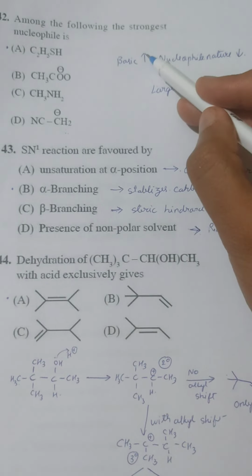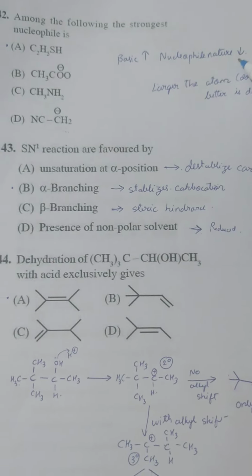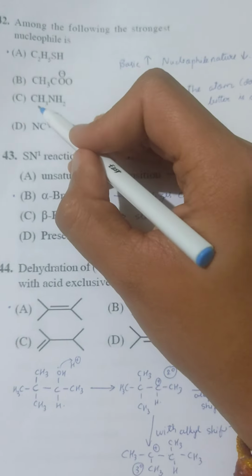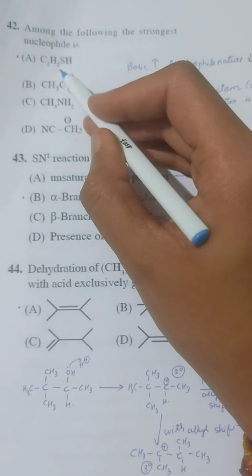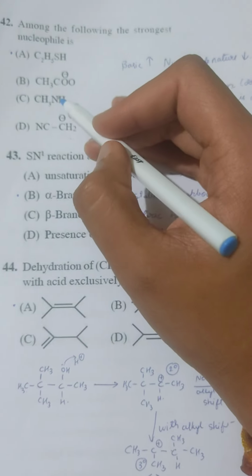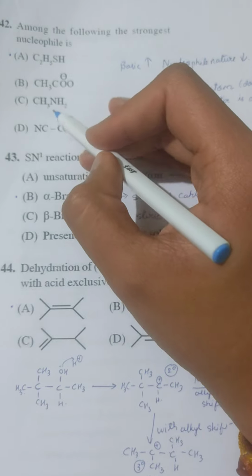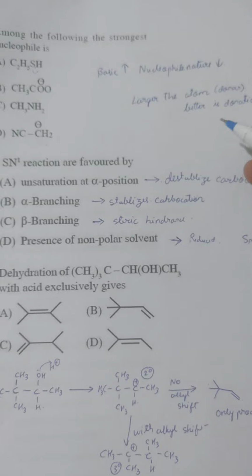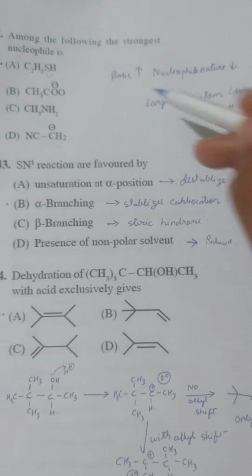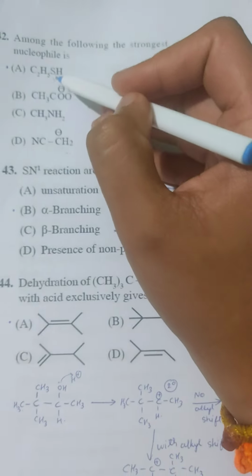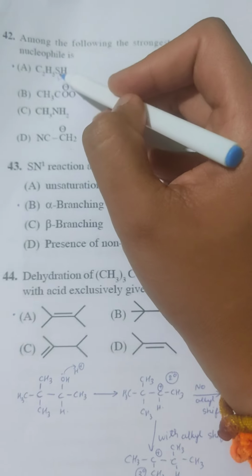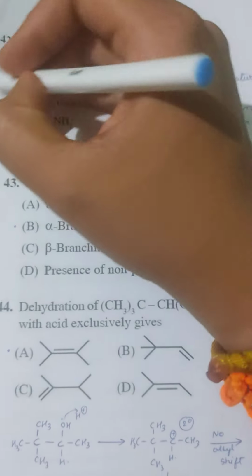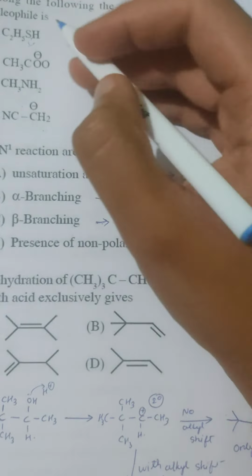As the basicity increases, nucleophilic character will decrease. So these two are comparably weaker. Now what remains is CH3NH2 and C2H5SH. Here the donor atom in this case is nitrogen and in this case it is sulfur. If you take the size of the donor atom, sulfur is bigger compared to nitrogen. So it is easier for sulfur to act as a nucleophile compared to nitrogen. So in this case the answer is A, C2H5SH.